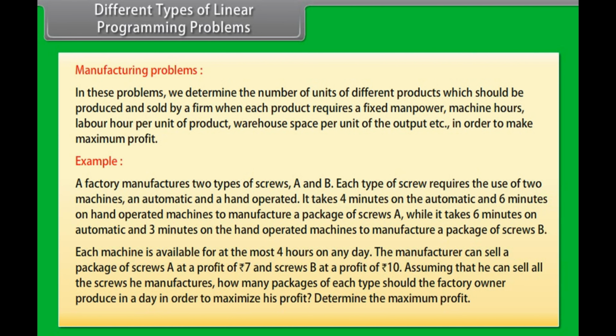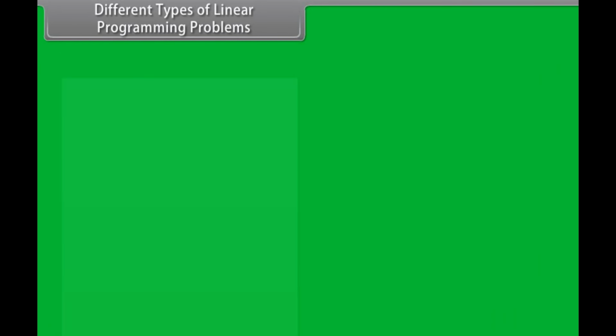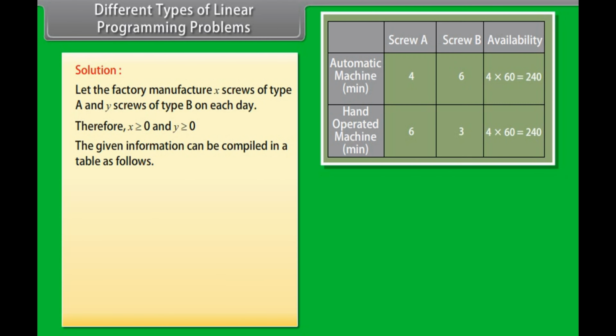The manufacturer can sell a package of screws A at a profit of rupees 7 and screws B at a profit of rupees 10. Assuming that he can sell all the screws he manufactures, how many packages of each type should the factory owner produce in a day in order to maximize his profit? Determine the maximum profit. Solution. Let the factory manufacture x screws of type A and y screws of type B on each day. Therefore, x ≥ 0 and y ≥ 0. The given information can be compiled in a table as follows.